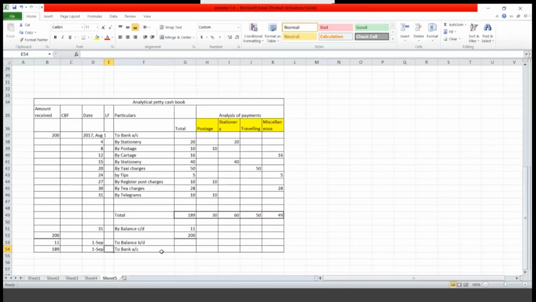For this, the particulars column is common for debit and credit. Okay, particulars and date, both columns are common for the debit side and credit side. Clear? All of you copy this one.